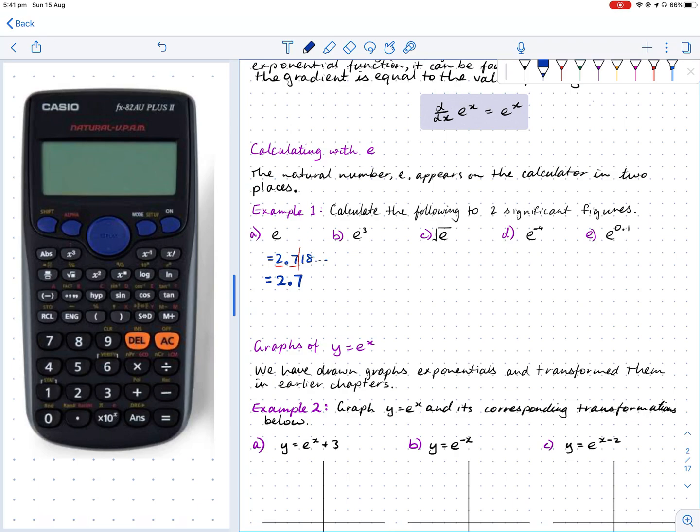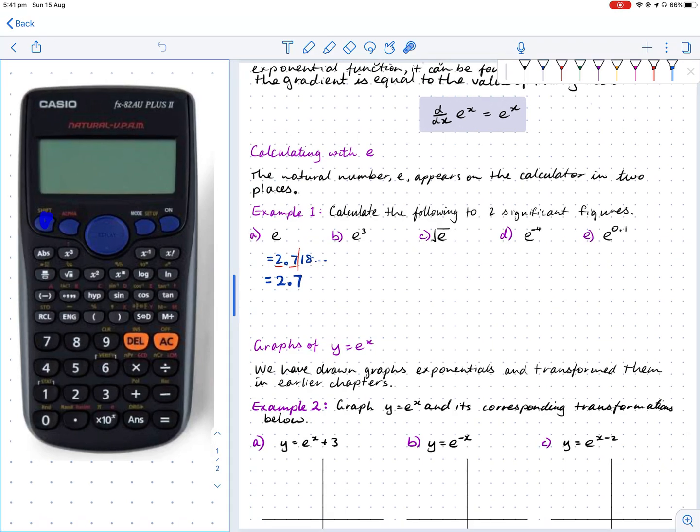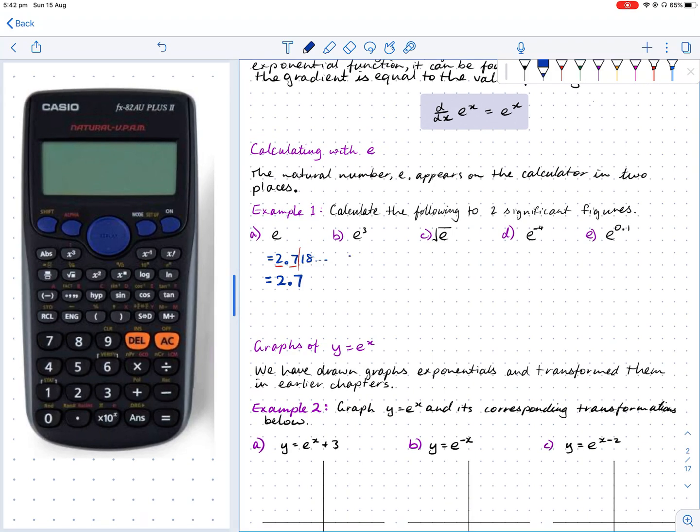If I want e cubed, what I would do instead is I'll press shift, then the ln, and then I can just press 3 equals. And that will give me e cubed. And that comes out to be 20.0855, or to two significant figures, that's going to be 20.